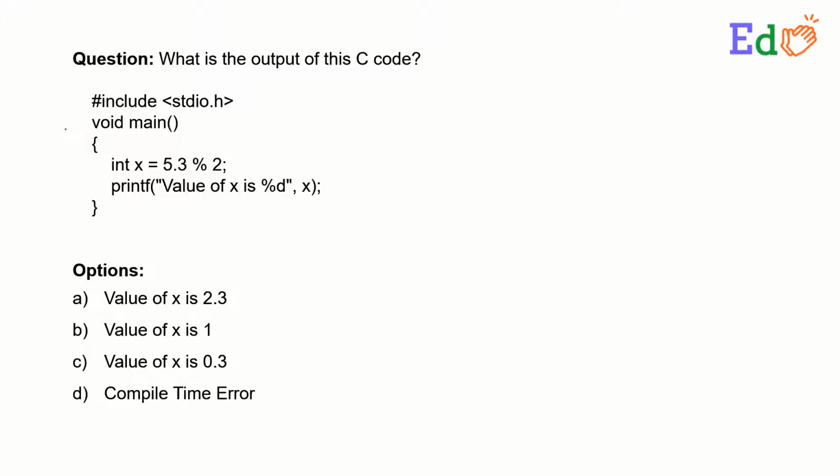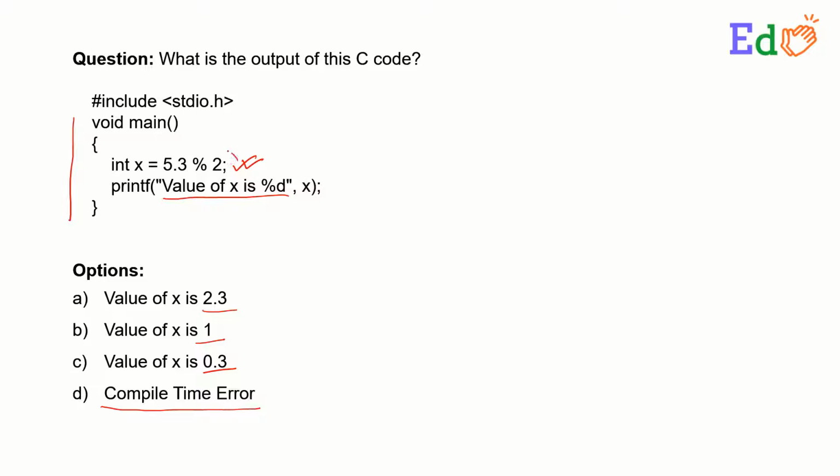We are having one problem: void main, int x equal to 5.3 modulo division 2. Then after, the value of x has been printed. We are having four options: 2.3, 1, 0.3, and compile time error.